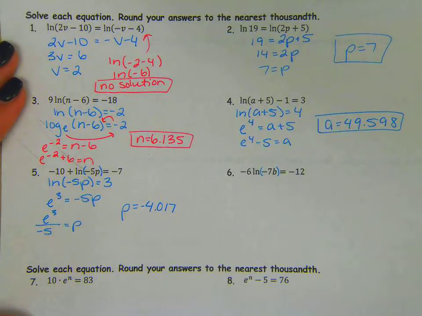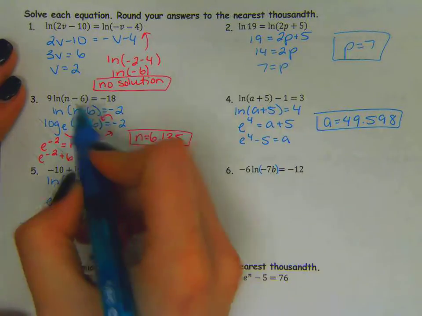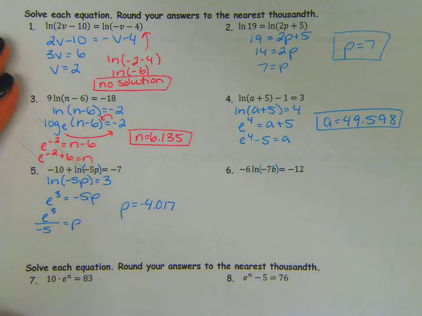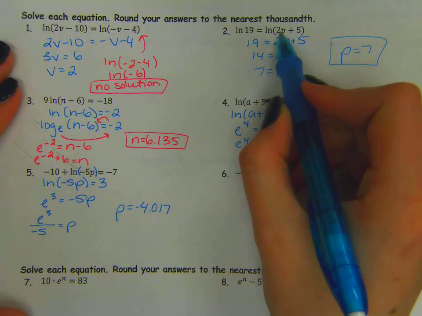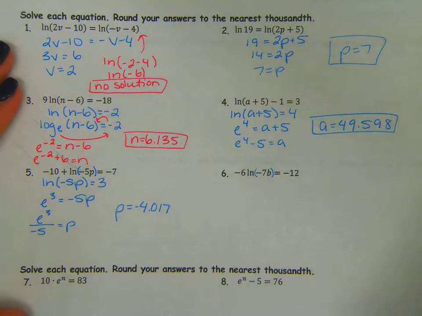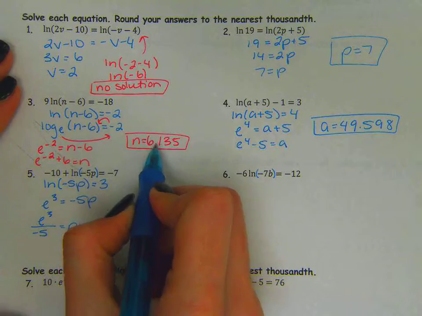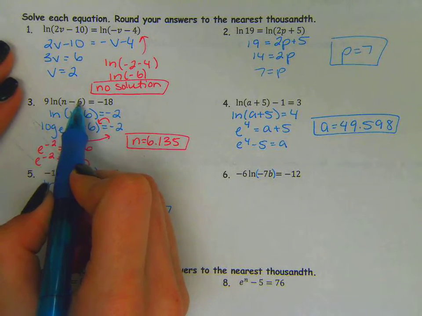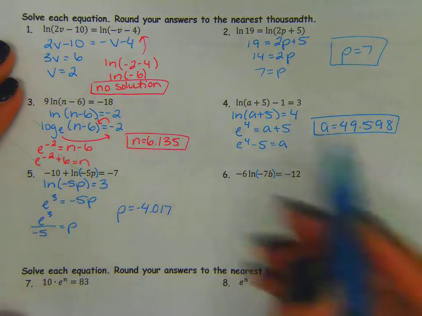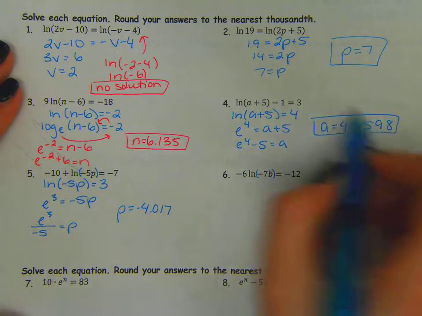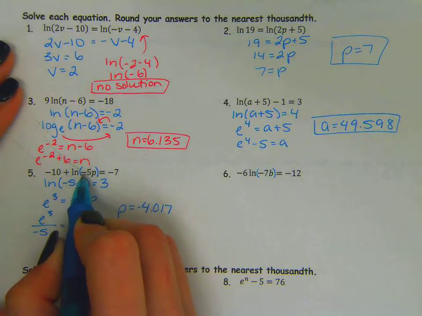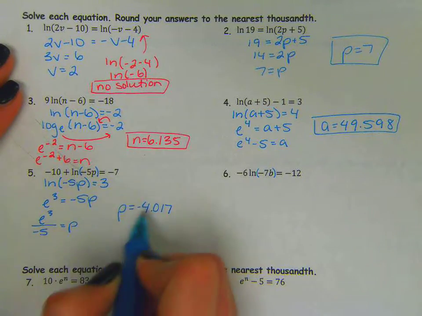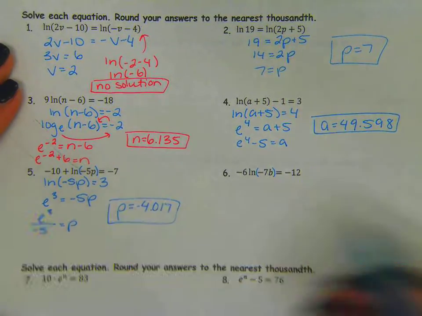And all this time, I'm going back and thinking about what value I would end up having inside my parentheses. So here, looking back at number 1, if I had 7, well, 2 times 7 is clearly going to be positive, so this solution works. 6.135 is bigger than 6, so if I subtract 6, I still have a positive number. 49.598 plus 5, again, positive. A negative times a negative, that's going to become positive. So this is, in fact, a solution.